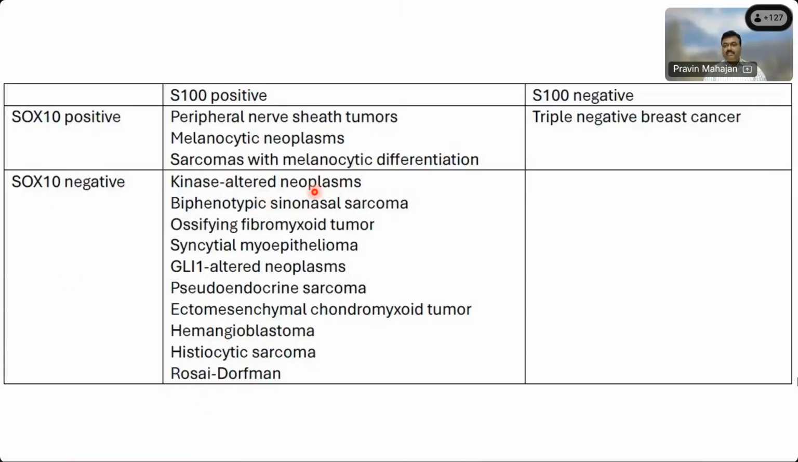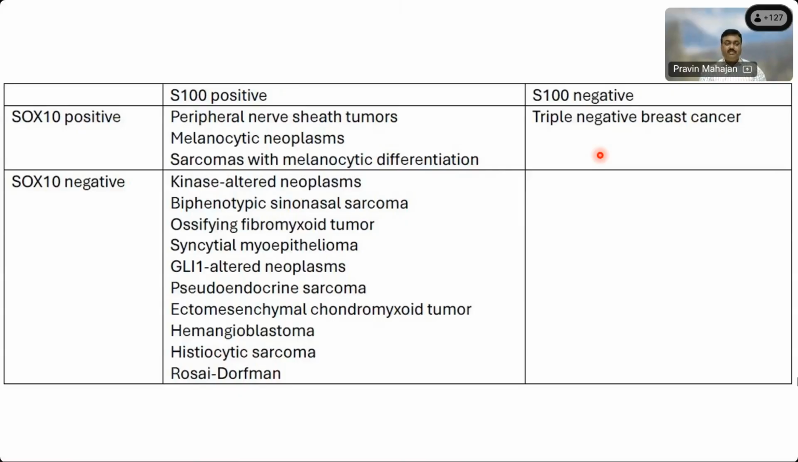SOX10 positive but S100 negative tumors are actually triple negative carcinomas of the breast. Let's say in a metastatic setting you want to prove it is a carcinoma coming from breast, you do GATA3, and GATA3 is negative. Often these triple negative breast cancers are GATA3 negative, a marker we so often use to prove that something is coming from breast. But if that comes negative, then you can do a SOX10, and if SOX10 comes positive, you can still say it is coming from breast.